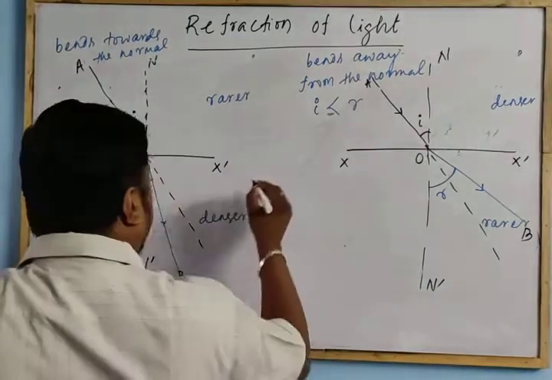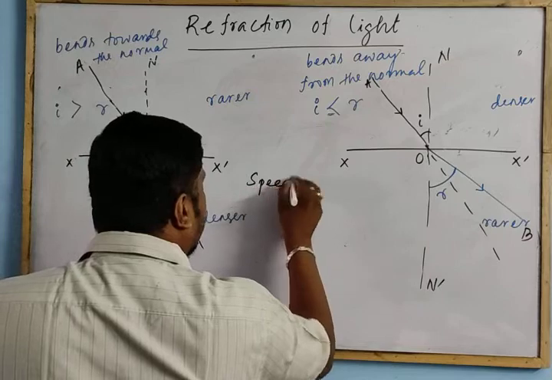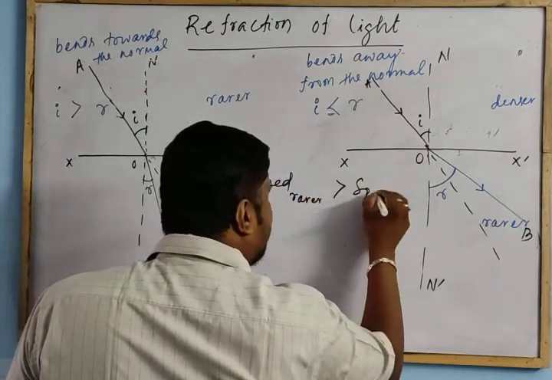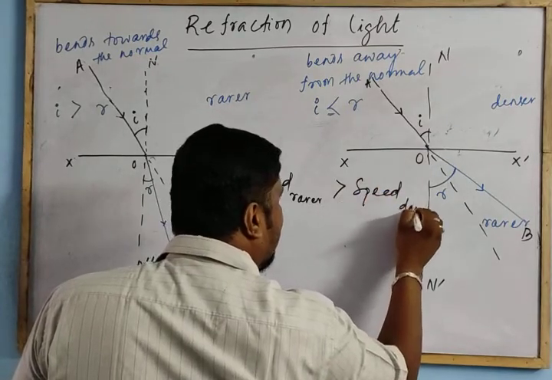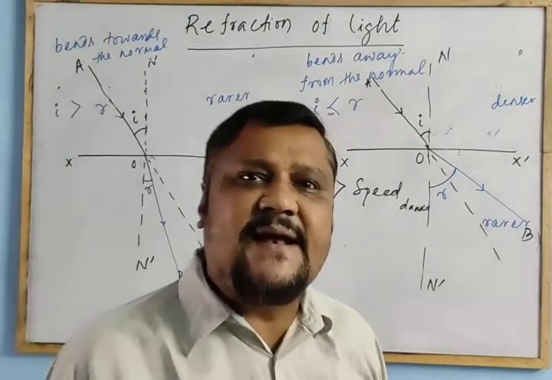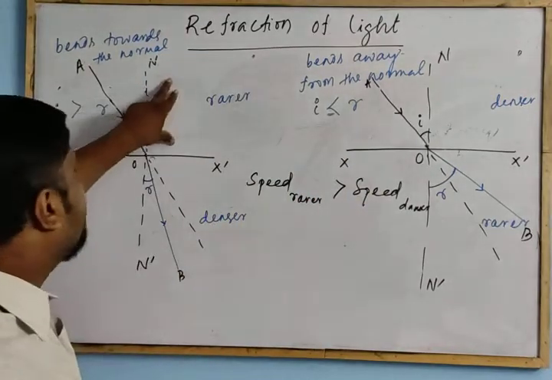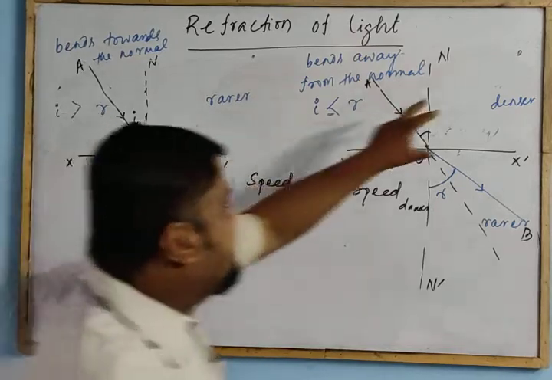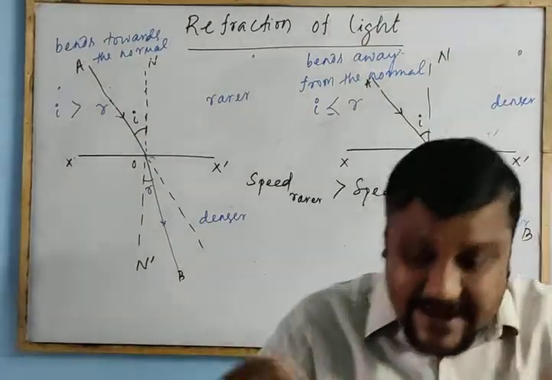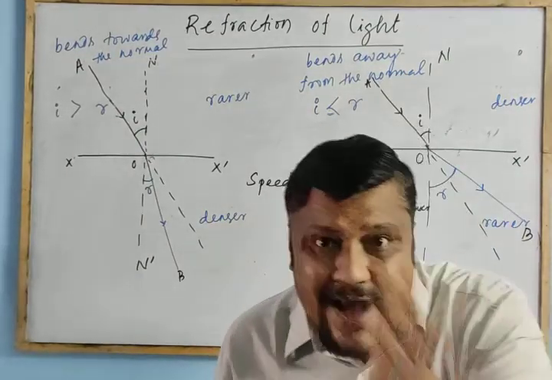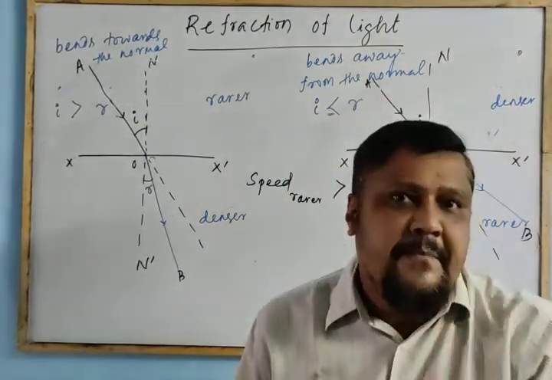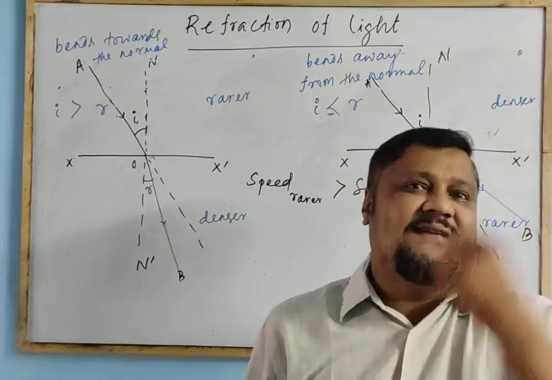So the speed of light in the rarer medium is greater than the speed of light in the denser medium. Means here the speed of light is more, here the speed of light is less. When the light moves from one medium to another medium, it interacts with the medium particles, and its speed changes.